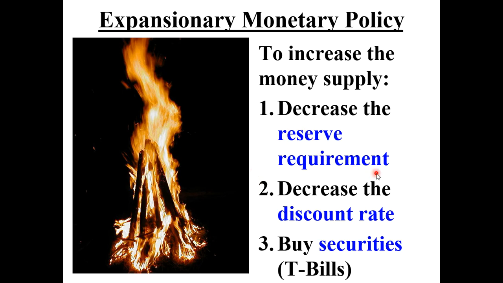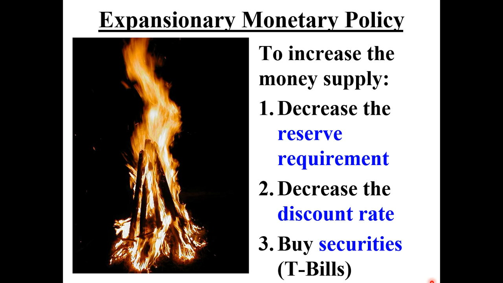You can tell banks, "Hey, don't hold on to so much cash in your vaults. Lend it out. That will grow the economy. That money will get lent and spent, and it will grow the fire." Number two, you can decrease the discount rate. The Federal Reserve can offer banks a discount when they borrow money and charge them a lower interest rate.